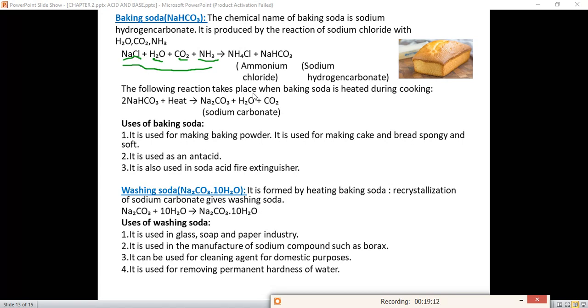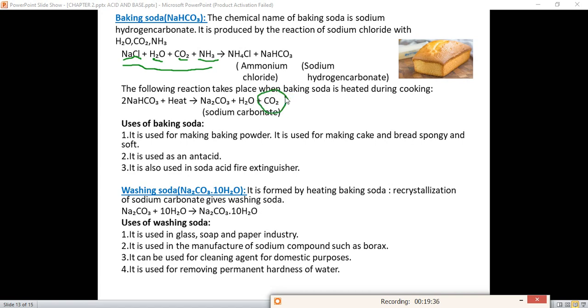The following reaction takes place when baking soda is heated during cooking. We use baking soda for cooking purposes. There are many other uses also, but the first use is in the kitchen, in the cooking process. When baking soda is heated, what happens? It changes into sodium carbonate, Na2CO3, H2O, and CO2.